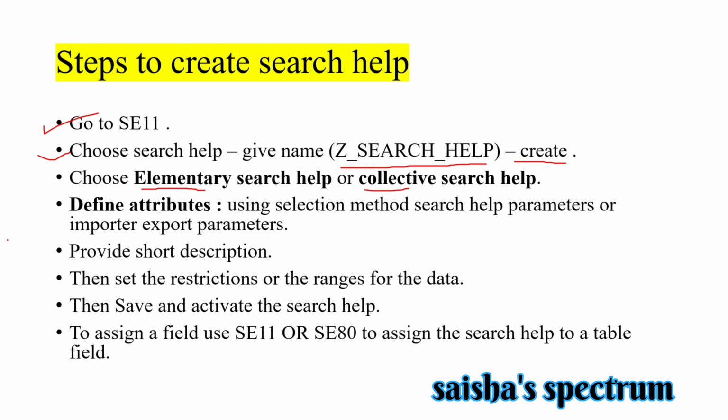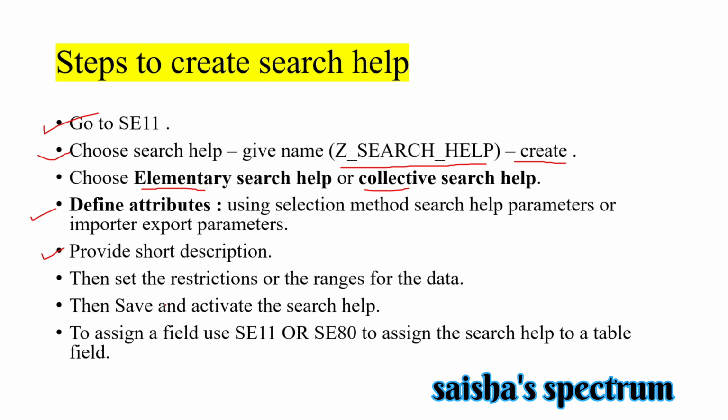Then define different attributes using selection method, search help parameters or input export parameters. Then provide a short description and set the restrictions or ranges for the data. Then save and activate the search help.